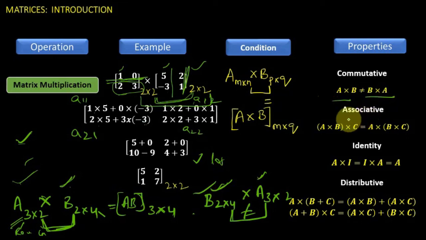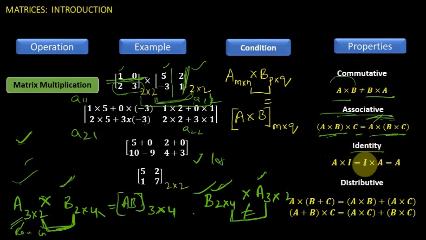So therefore, this is also one reason why A cross B will not be equal to B cross A. Okay. Then comes associative. Associative is possible: A cross B, into C, is equal to A cross B cross C. First we are multiplying these two, and after that we are multiplying that with C. Here first we are multiplying B into C, then the resultant we are multiplying with A. Therefore this is possible.